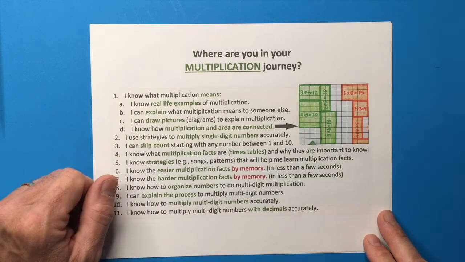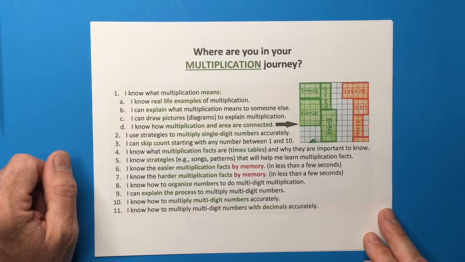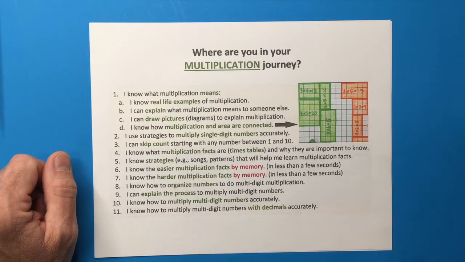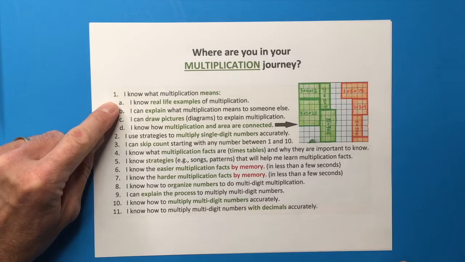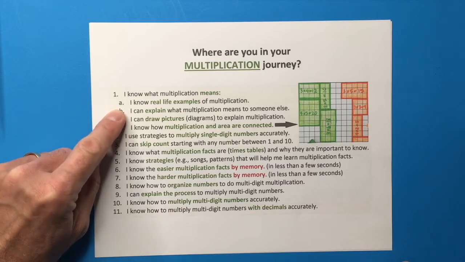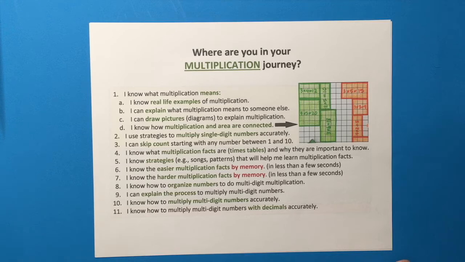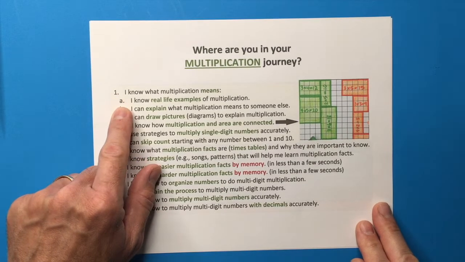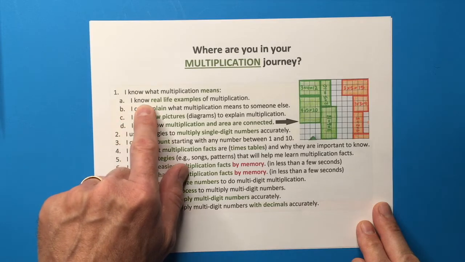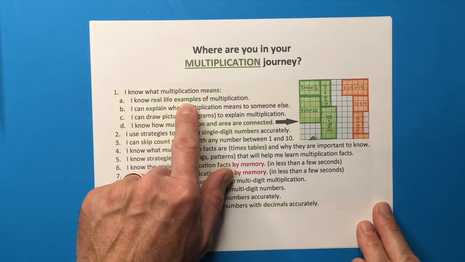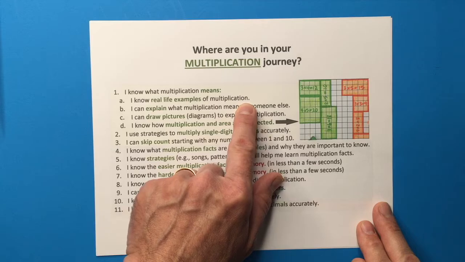Now, how do you know if you know what it means? Well, one way you can answer that question for yourself is, can you do all 4 of these things? A, B, C, and D. So let's go through each one of these individually and talk a little bit about that. Number 1 says, I know what multiplication means. A, I know real life examples of multiplication.